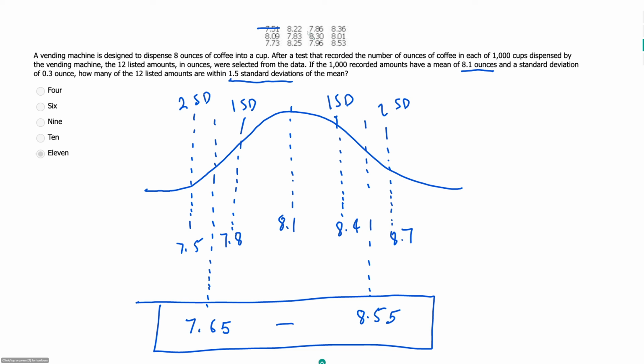And so it looks like 11 out of our 12 values are in the range. E is our answer. No calculations of standard deviation necessary.